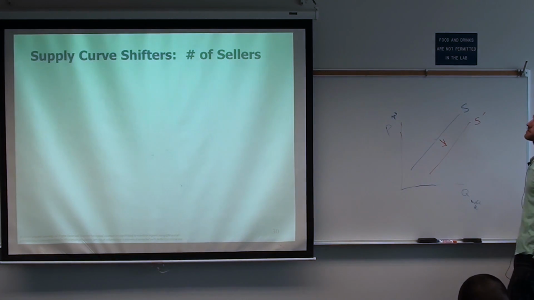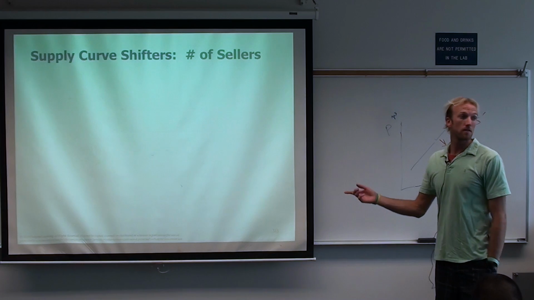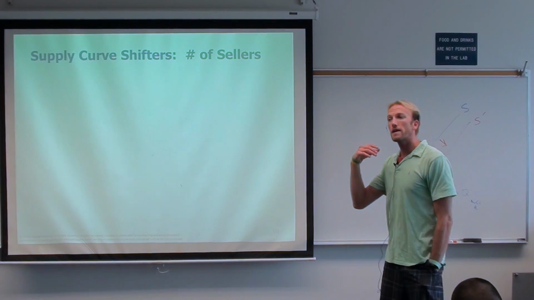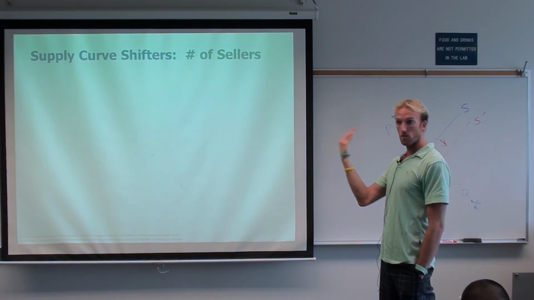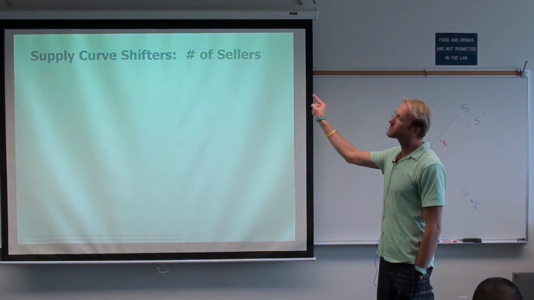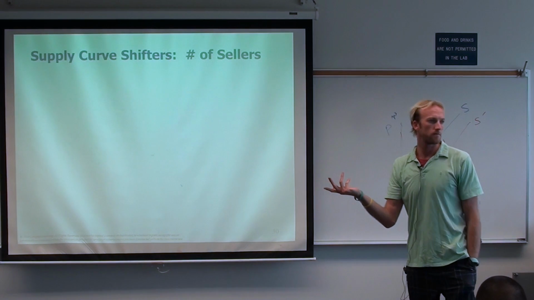Okay, number of sellers. This one is very similar to the demand curve. When there were more buyers, it made the demand curve shift to the right, or made demand increase. When there are more sellers, what's that going to do to the supply curve?